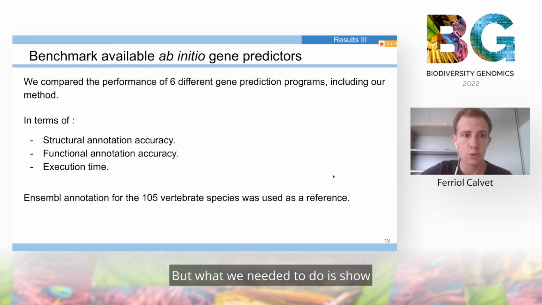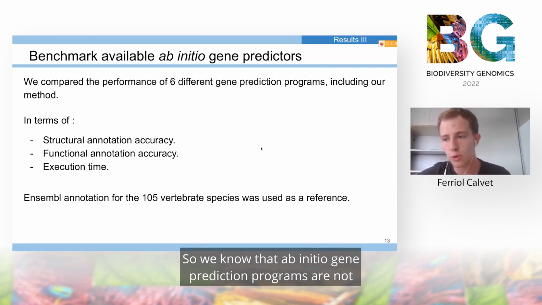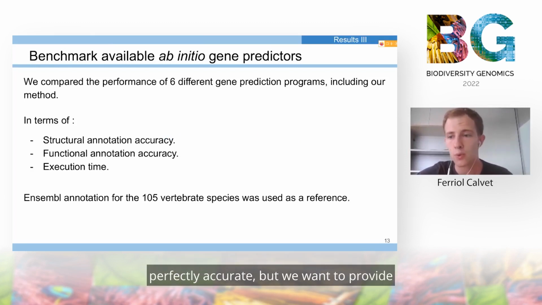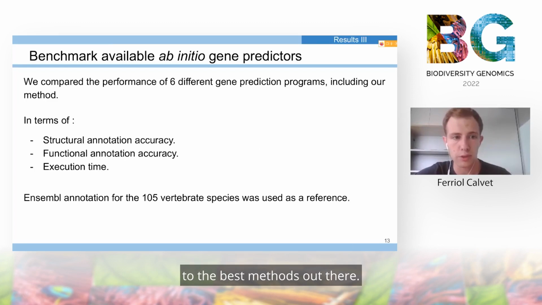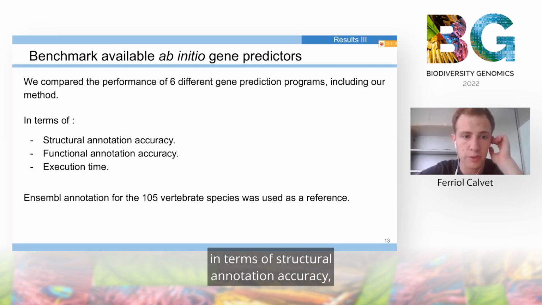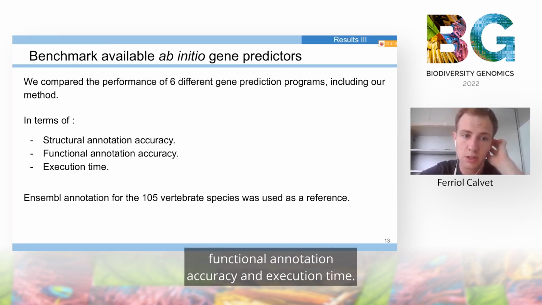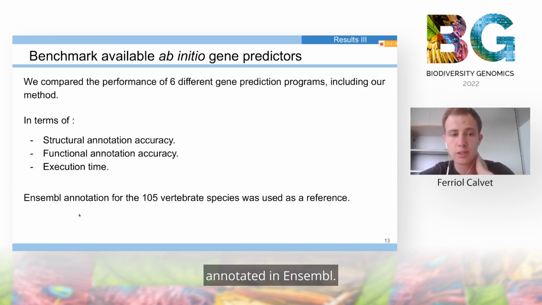But what we needed to do is show how our program works in comparison to others. We know that ab initio gene prediction programs are not perfectly accurate, but we want to provide an ab initio gene predictor that is at least comparable to the best methods out there. What we did is compare these 6 different gene prediction programs in terms of structural annotation accuracy, functional annotation accuracy, and execution time. And we did it for 105 vertebrate species annotated in Ensembl.